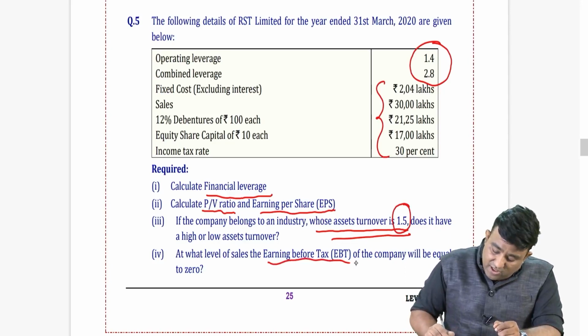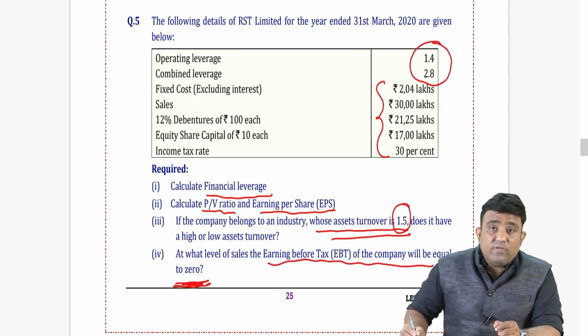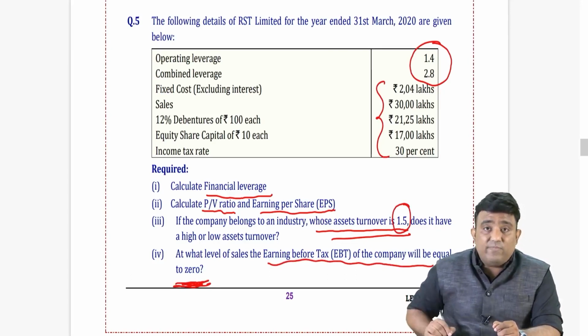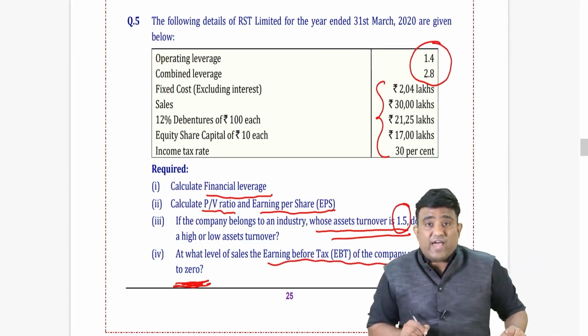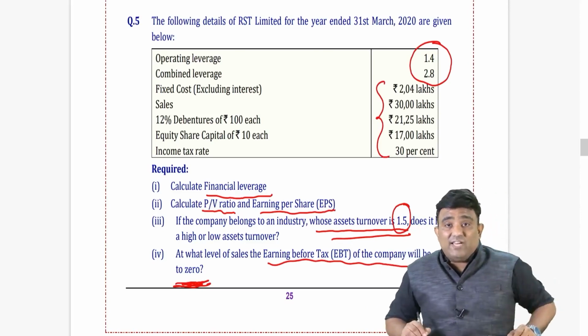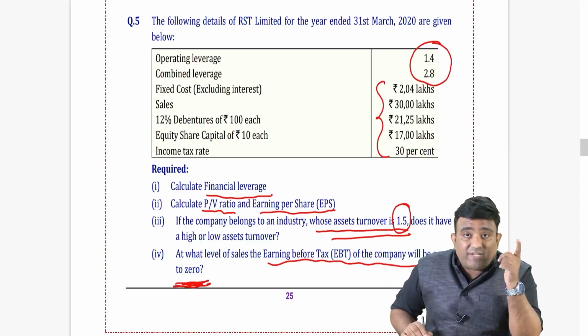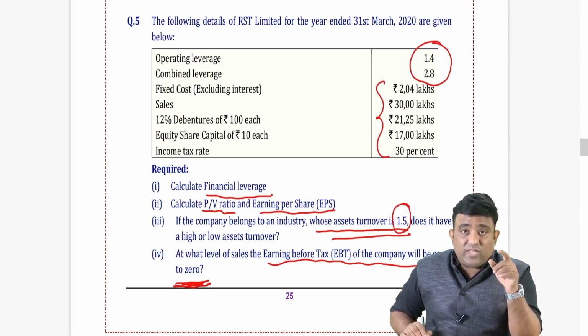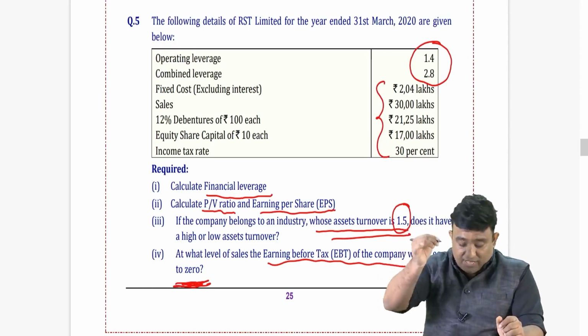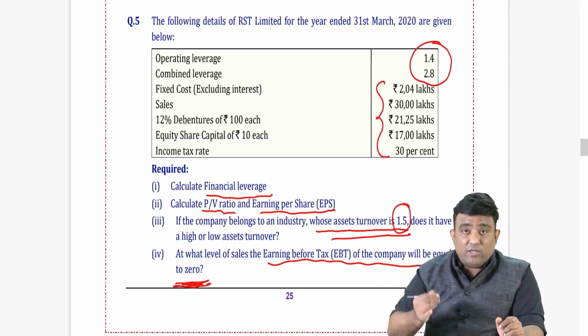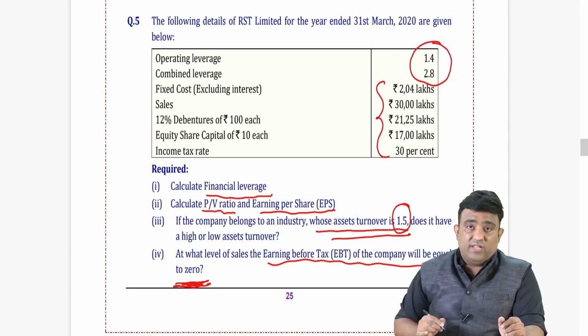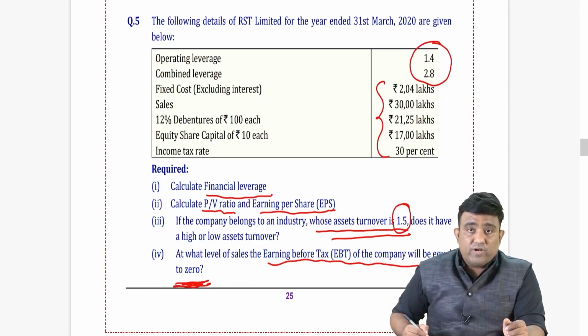And last, what will be the sales at which EBT will be 0? Now, there are two ways of calculating this. If you are technically strong, student, you should apply the concept of combined leverage. If not technically strong, the best way is to do a mathematical approach. Student, prepare a format from sales to EBT. Take EBT 0, go in reverse, calculate sales. Full marks to you. Clear everyone?